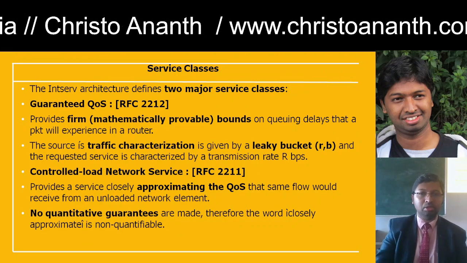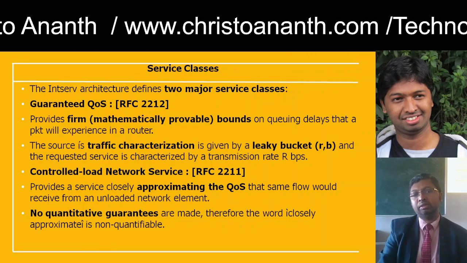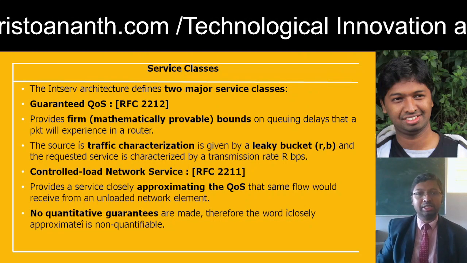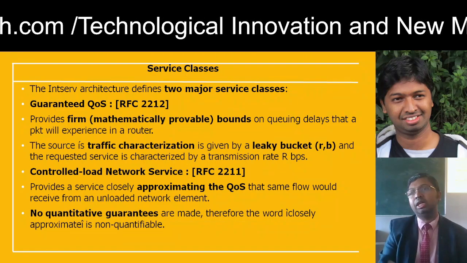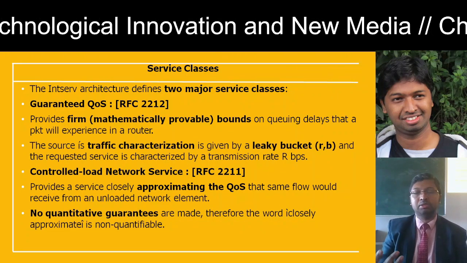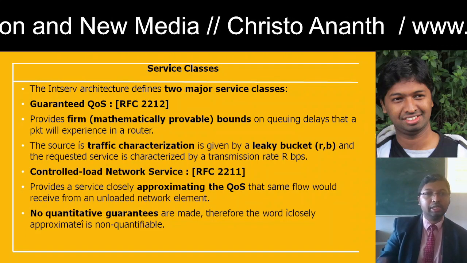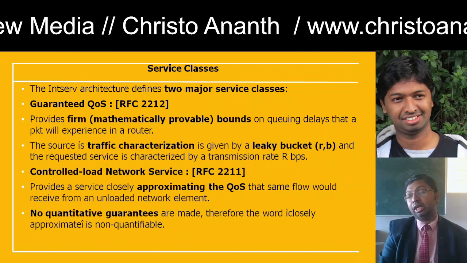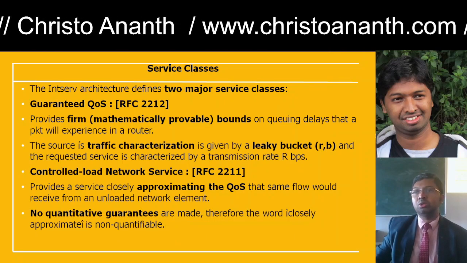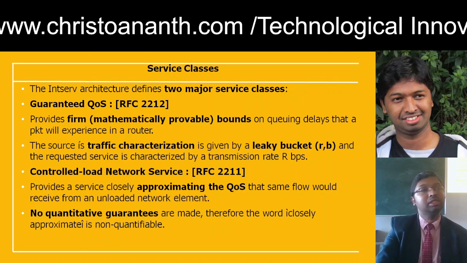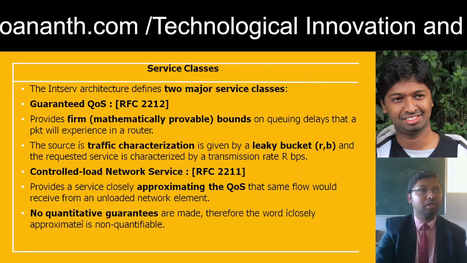Then you have the controlled load network service. It approximates the quality of service that the same flow would receive from an unloaded network element. That is the reason it is called controlled load network service. Unlike the guaranteed service, in the controlled load network service no quantitative guarantees are made, which means it is non-quantifiable.